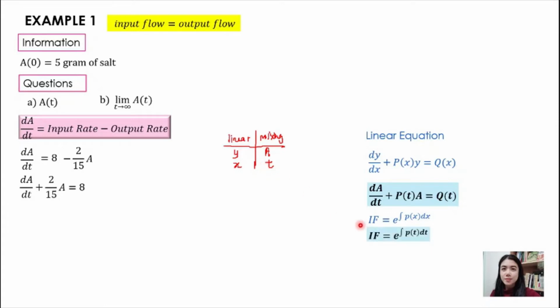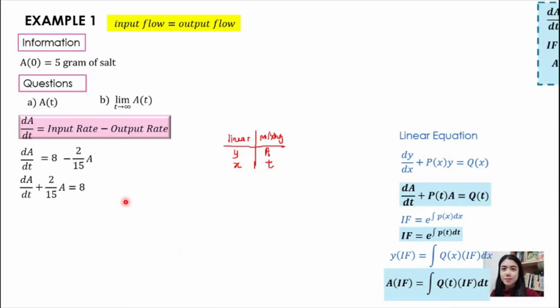So then we have the next line. Once we have identified the integrating factor, the next thing you have to do is solve the differential equation by using this formula. We have to modify this one so that we can use it in the mixing problem. So your y here you have to change to A, and the x here we have to change to t. So then we have the next line. These are the three equations we're going to use to solve this example.